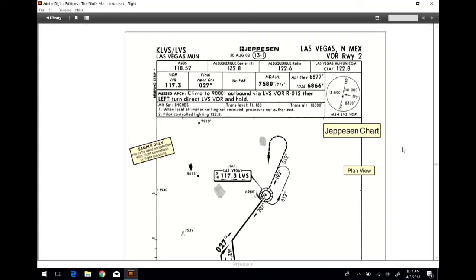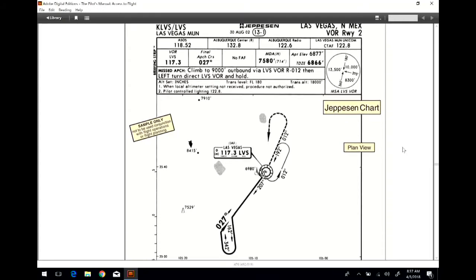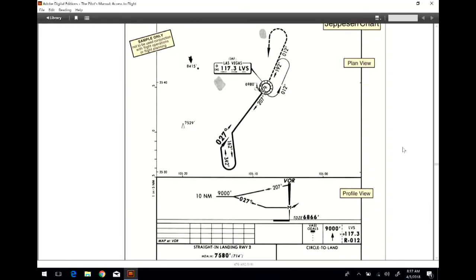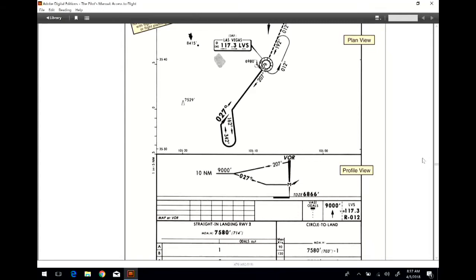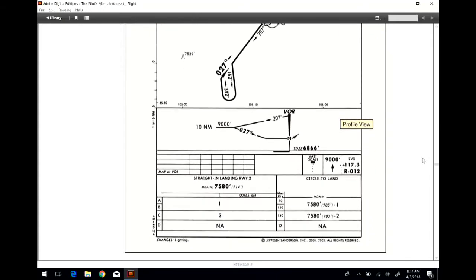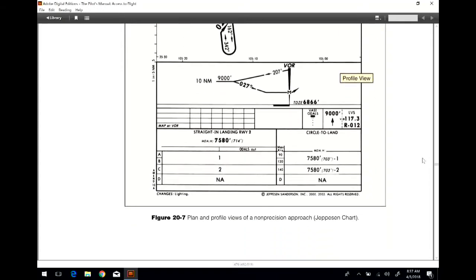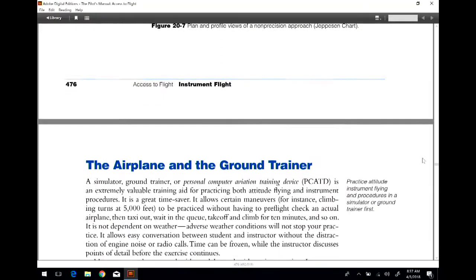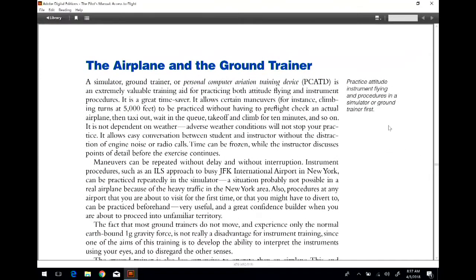Either one is great, but just the look of them is a little bit different. You can look at those and compare and see what the deal is, the plan view, the profile views, and the information they're giving you there. Scrolling. The ground trainer: understand what the differences are between the different types of simulators.